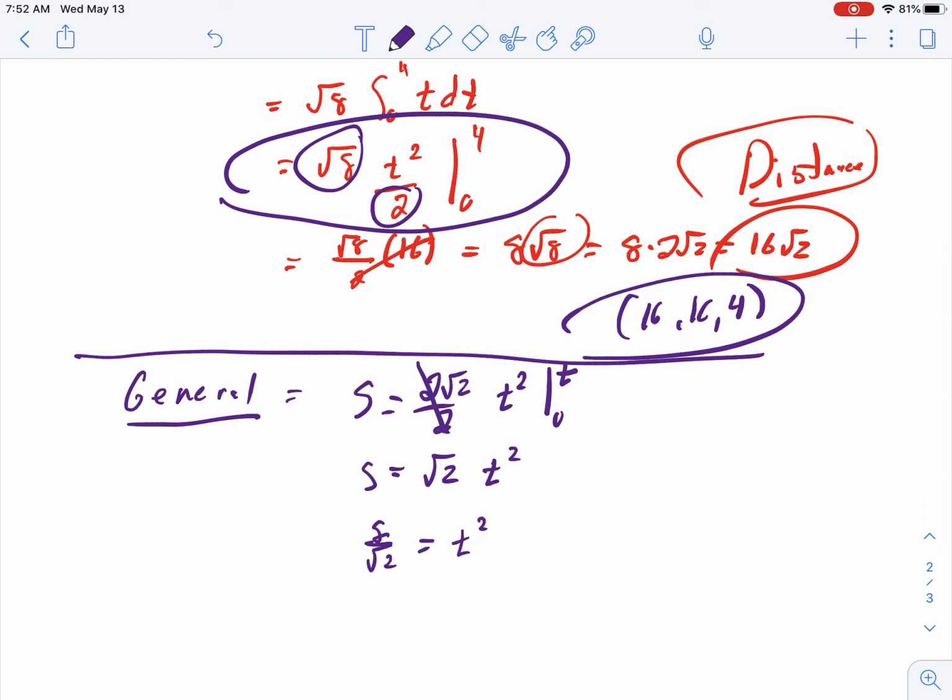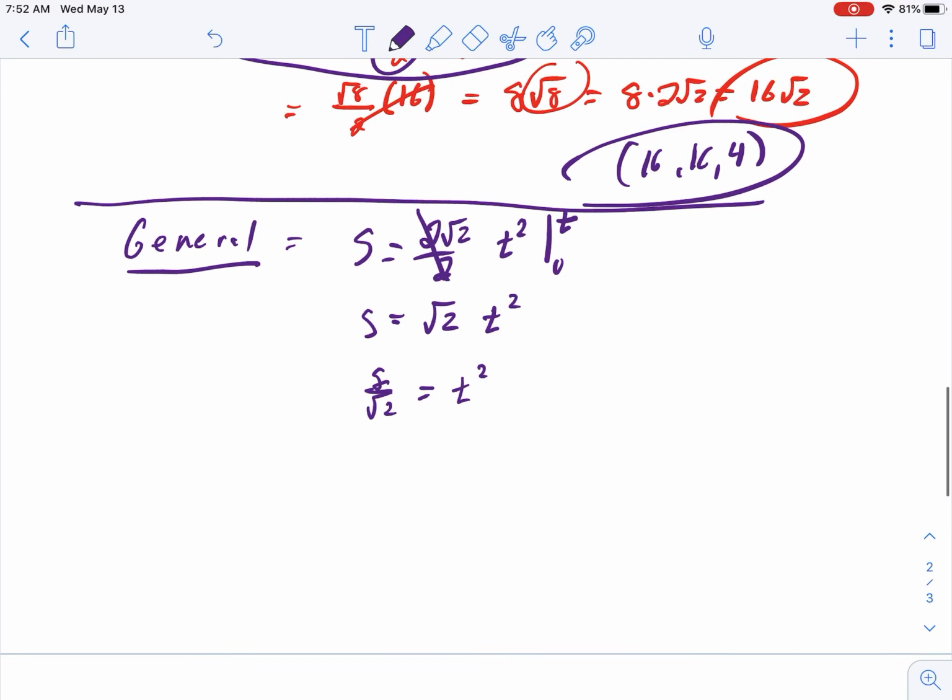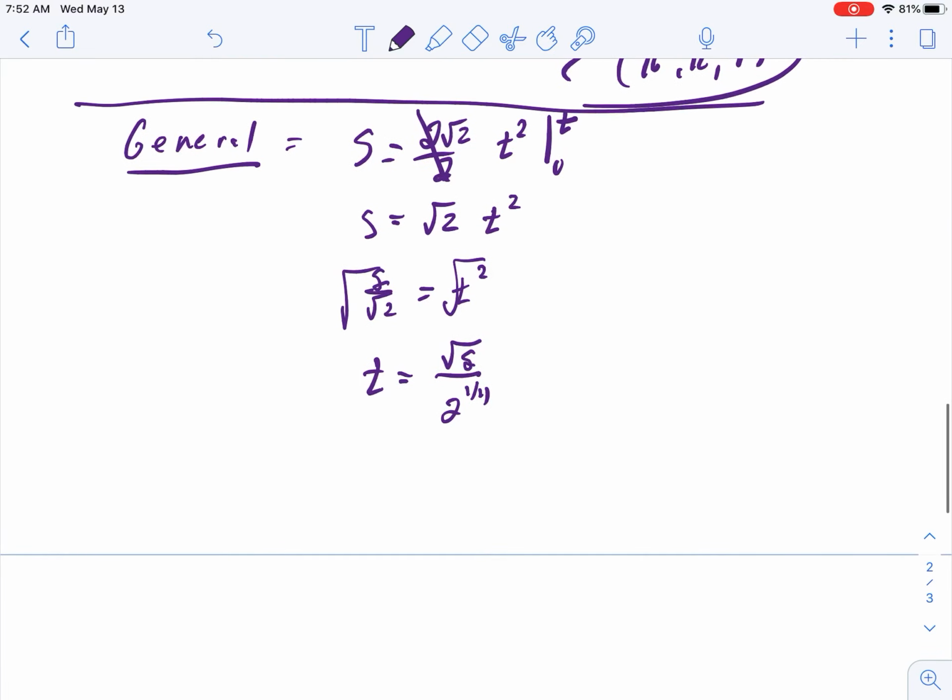So it would be s over root 2 equals t squared. And now take the square root of both sides. Okay, I would have t equals the square root of s over 2 to the 1/4 power. All right, so now we're ready to substitute in.